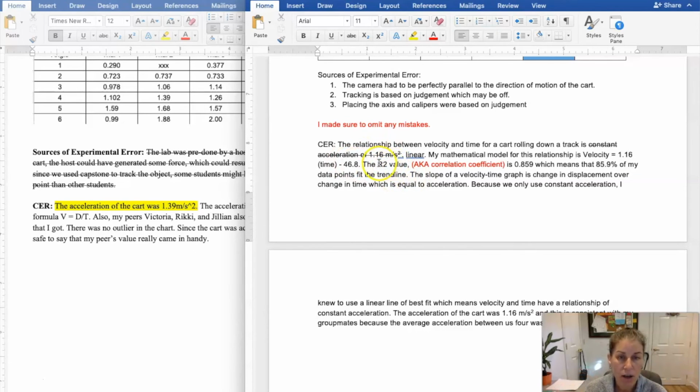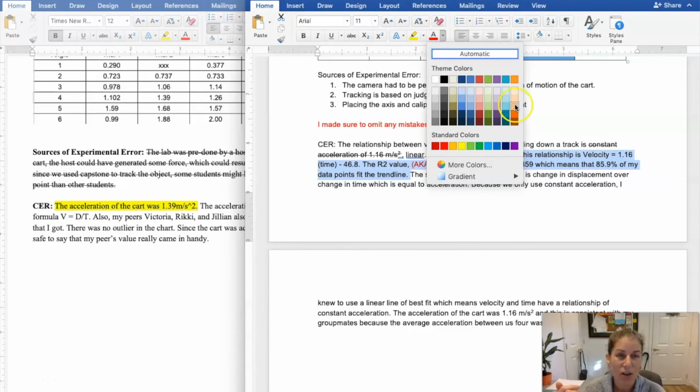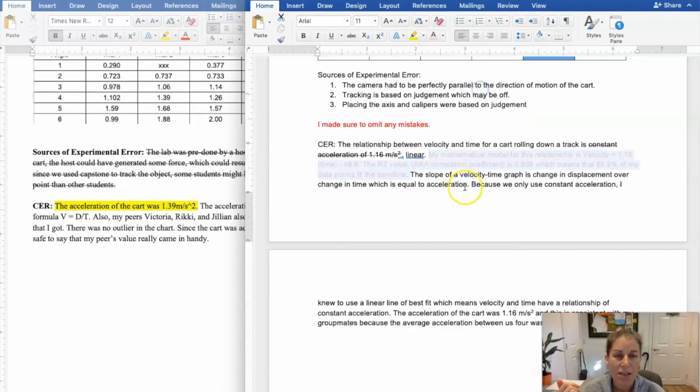The r squared value, then names the r squared value, and what that means. So 0.859 means that 85.9% of my data points fit the trend line. So this is important also. So this is fantastic evidence. So this is very powerful. It's proof. Why is this proof?